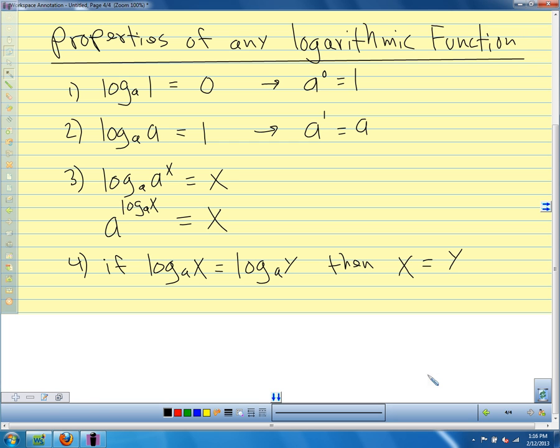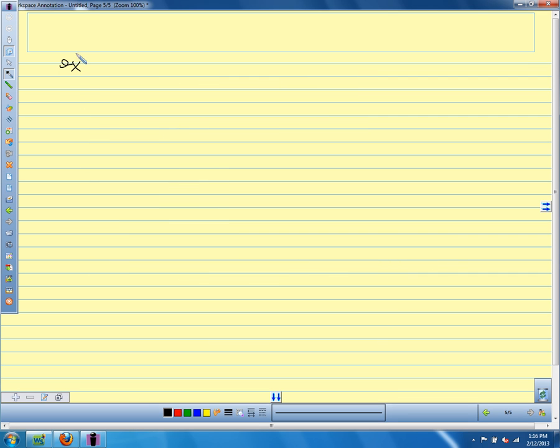So these four properties are going to be important for the types of problems that we're going to solve with exponential and logarithmic functions. So any questions on these properties? I just want to do a few examples with these. So if we want to solve the equation.